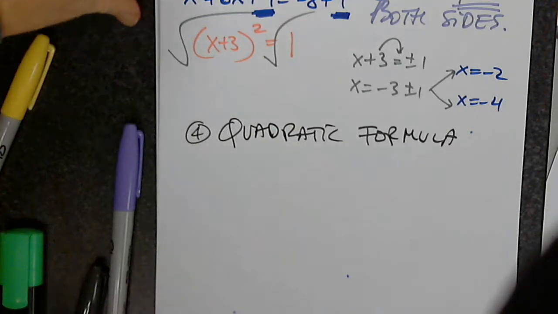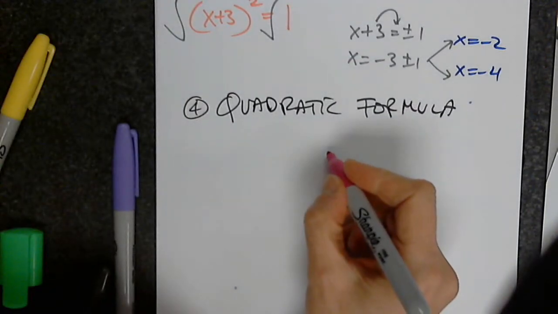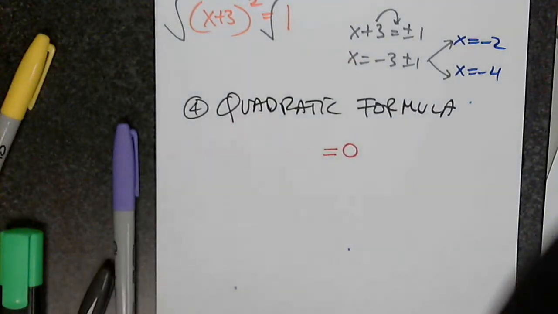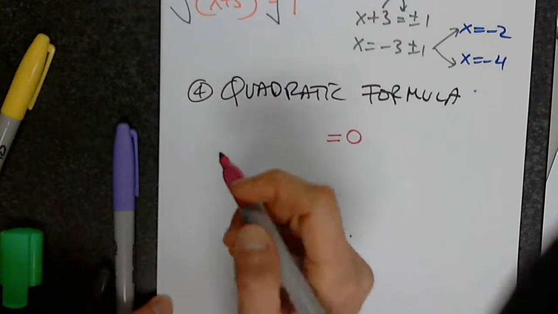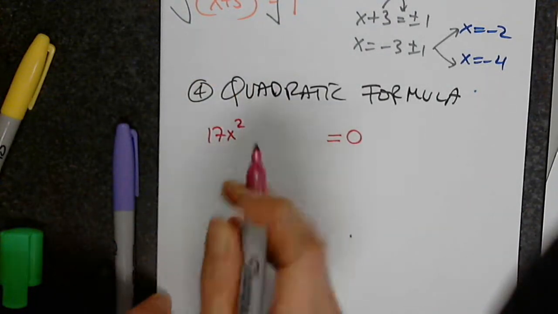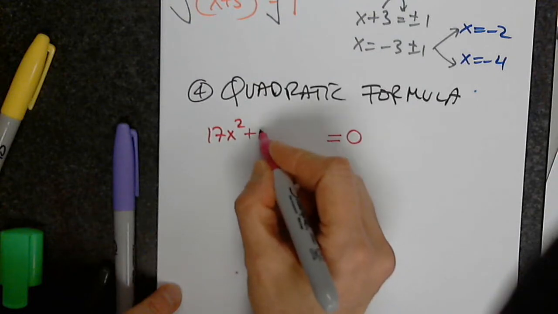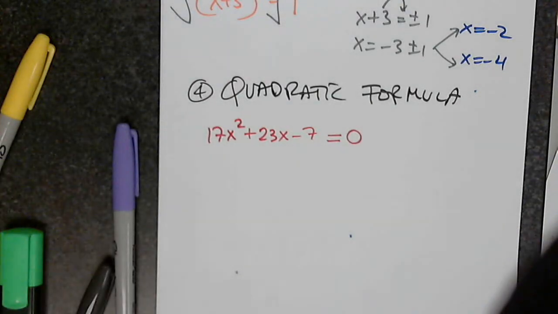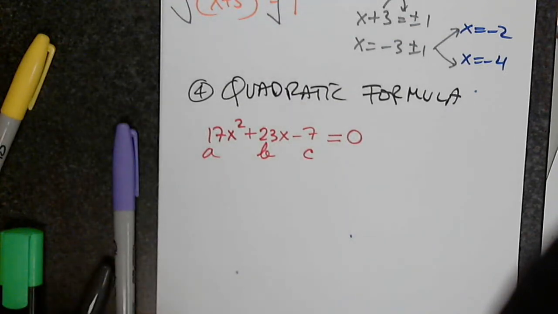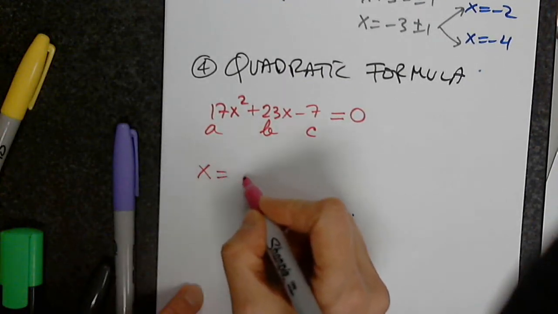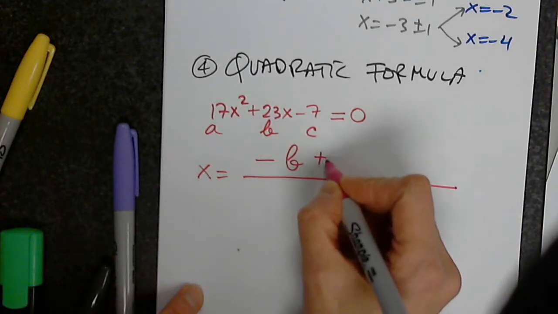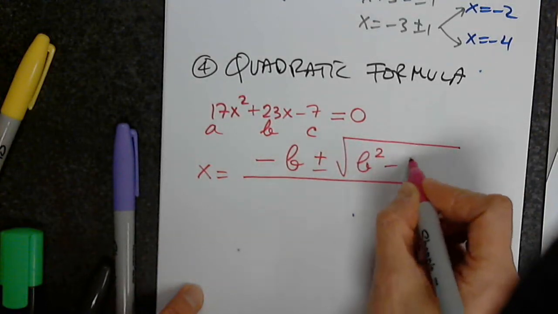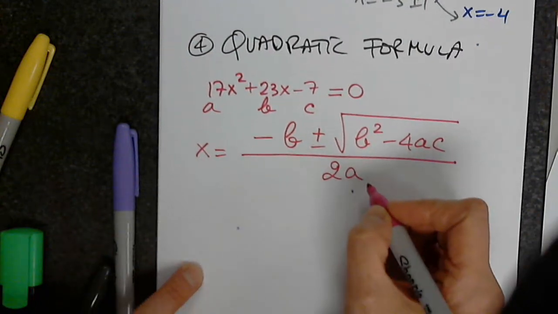Give me a quadratic equation. It has to be already set equal to 0, otherwise the quadratic formula is not applicable. So make one up. x squared plus 23x minus 7. Awesome. So this is the A, this is the B, and this is the C. And here's the quadratic formula. Negative b plus or minus the square root of b squared minus 4ac, over 2a.